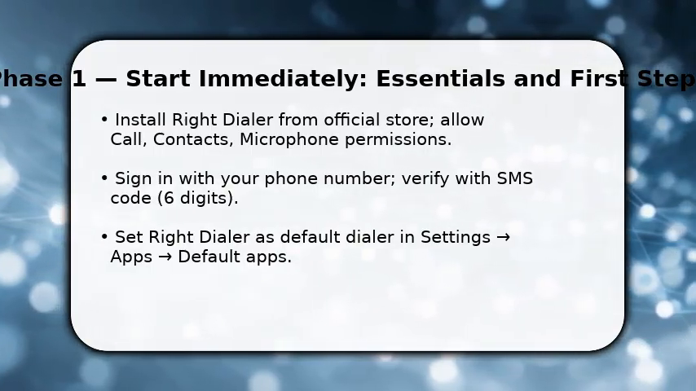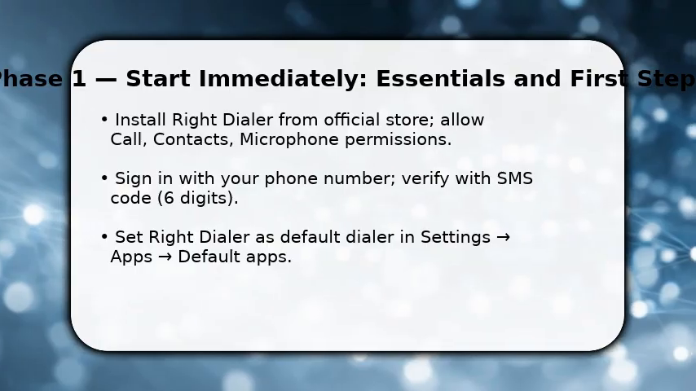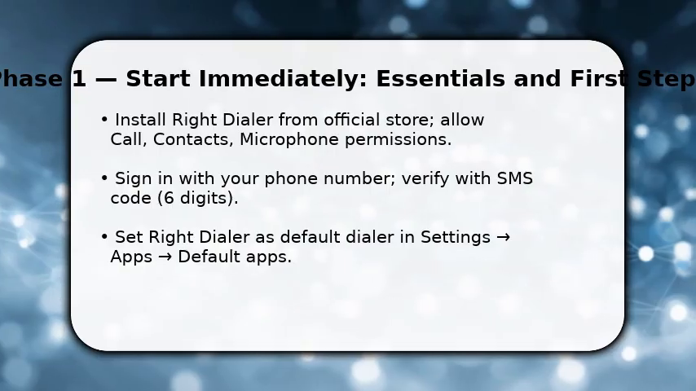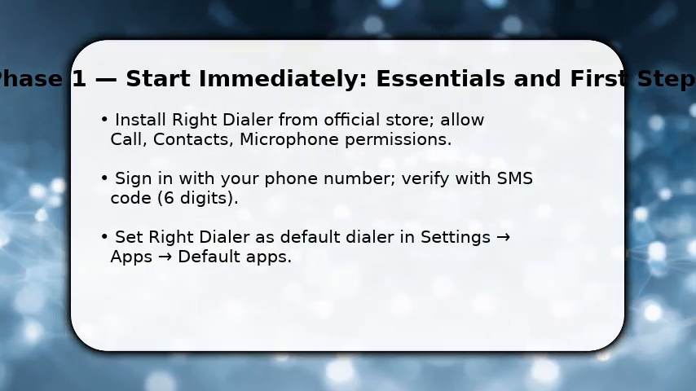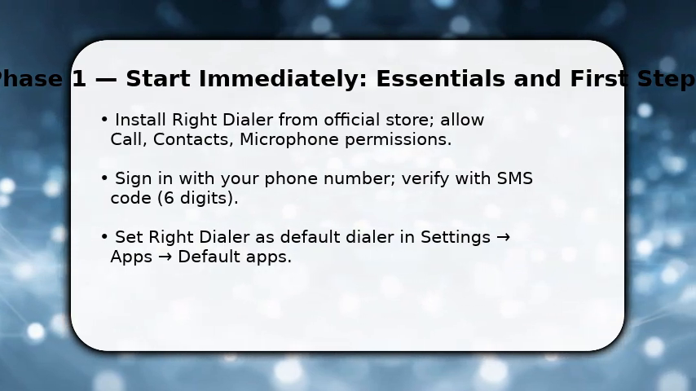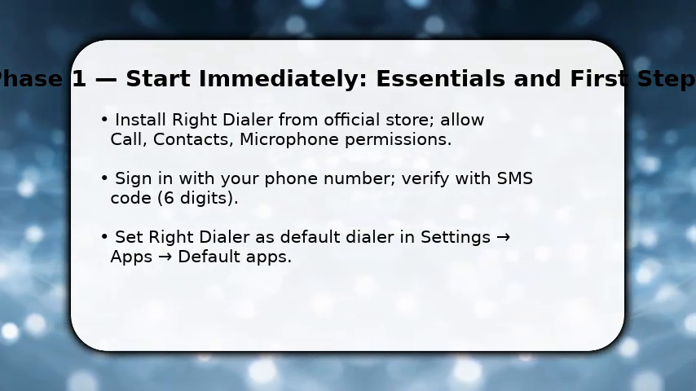Once done, set Right Dialer as the system default in settings, Apps, Default Apps. This ensures incoming and outgoing calls use it automatically. Make sure battery optimization is disabled, so background features remain active.